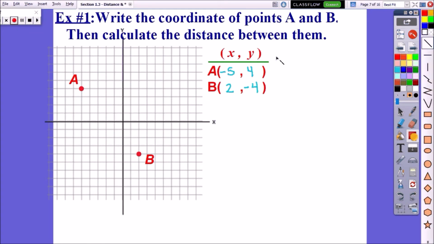Now, if I'm using my graph here, if I'm going to set up the Pythagorean theorem, there's the distance that I really want to know. And then I could just drop down and over and make that right triangle.